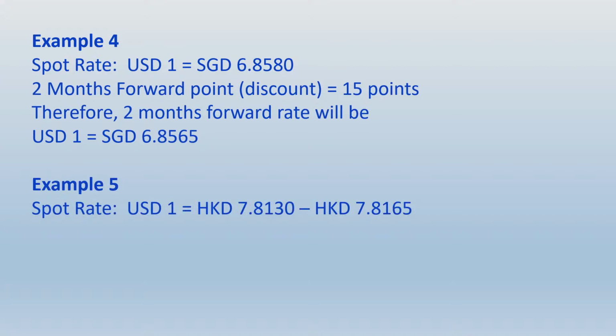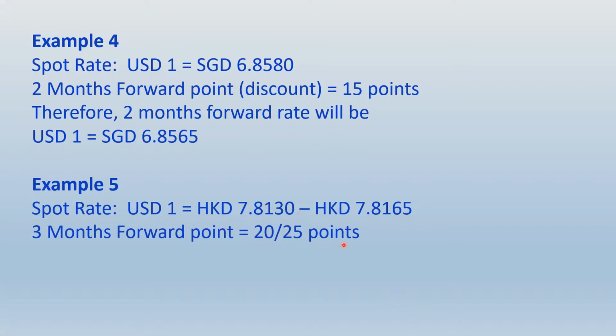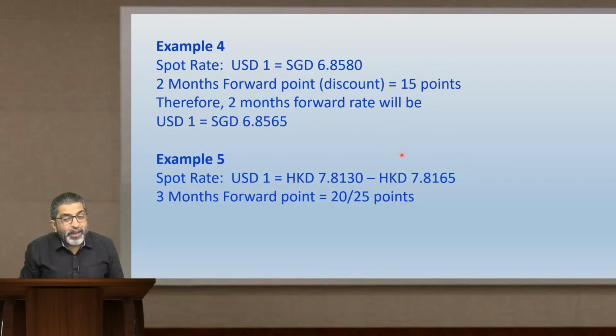Now let me give you one more example. Spot rate USD1 equals HKD 7.8130 to HKD 7.8165, and 3-month forward points are given as 20/25 points. Now guys, you know what is happening over here. Here it's a two-way quote. Be cautious when you are dealing with two-way quotes.